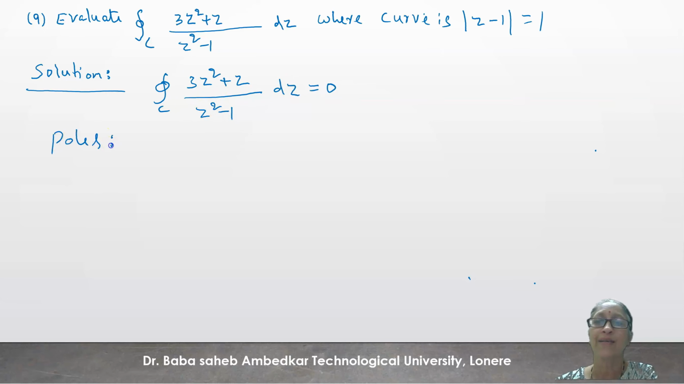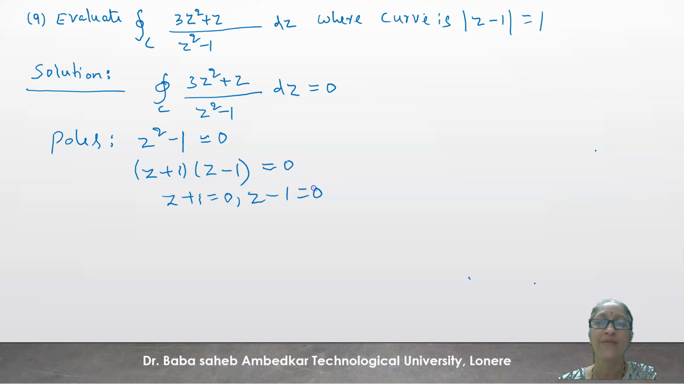So equate z square minus 1 to 0. You can write this as z plus 1 into z minus 1, by a square minus b square identity. So here z plus 1 equal to 0, z minus 1 equal to 0. So z equal to minus 1 and plus 1 are poles. We get two poles here. What are they? z equal to minus 1 and z equal to plus 1.